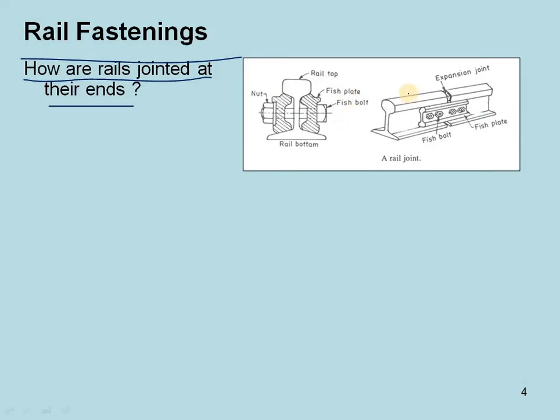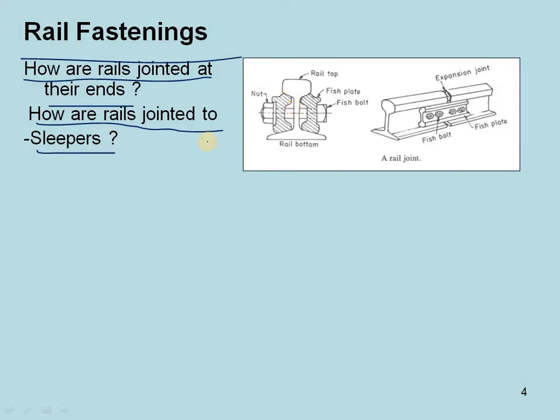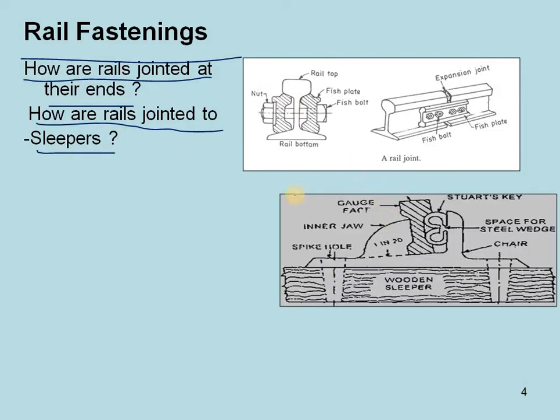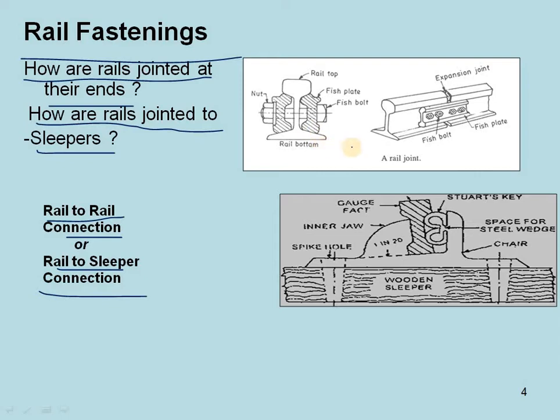You can see in the diagram how rails are jointed to sleepers. This is the sleeper. There is rail to rail connection and rail to sleeper connection. In the top diagram, the rails are jointed at their ends. This is one end of the rail connected to another end, which is called an expansion joint, and these are the fish bolts, located with a plate, which we call the fish plate.